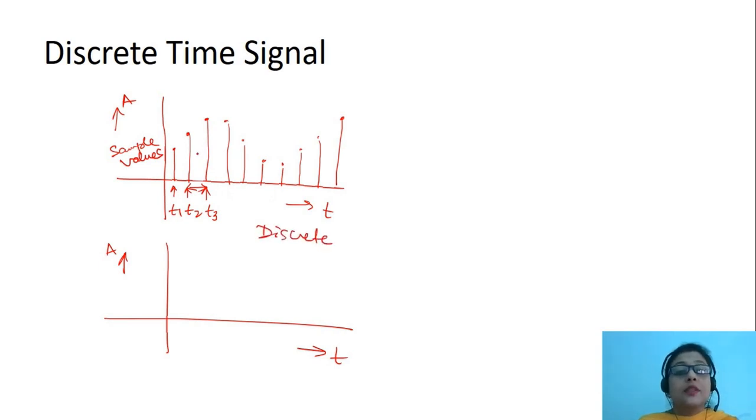At the same time, this is analog in nature. Why? Because along the y-axis, we can see that it can take on infinite number of levels. Infinite number of levels are there along the y-axis. So this is discrete time analog signal.